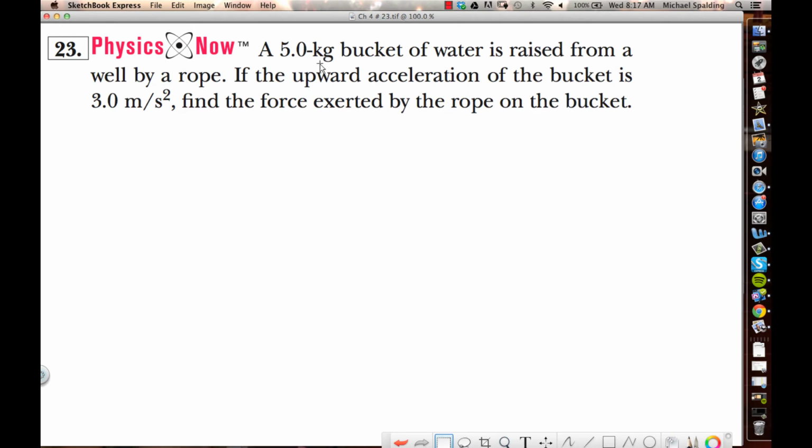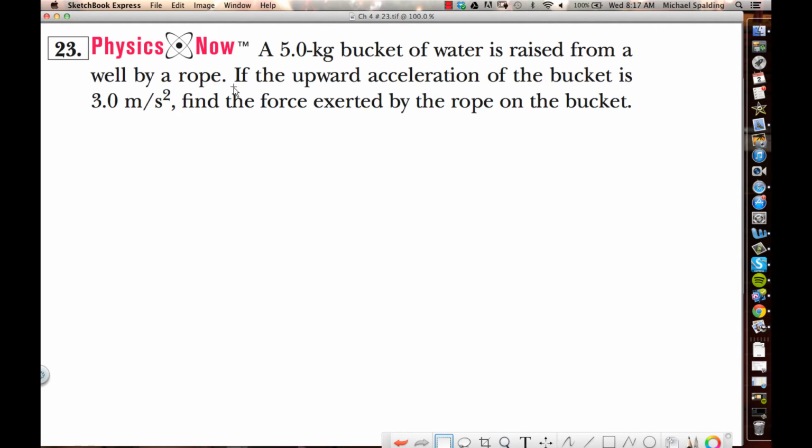All right, 23. So we got this 5 kilogram bucket of water. It's being raised from a well by a rope. What do we call force in a rope? Tension. Is there a normal force on this bucket? No, it's not on a surface. If it's being raised from a well, there's no normal force.